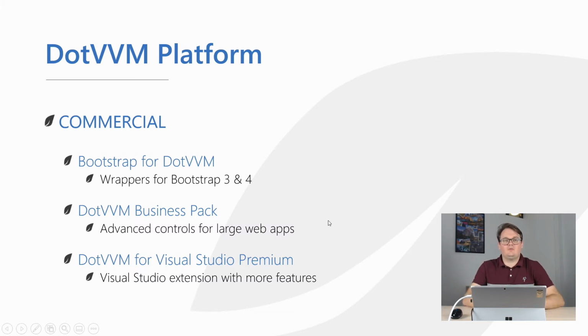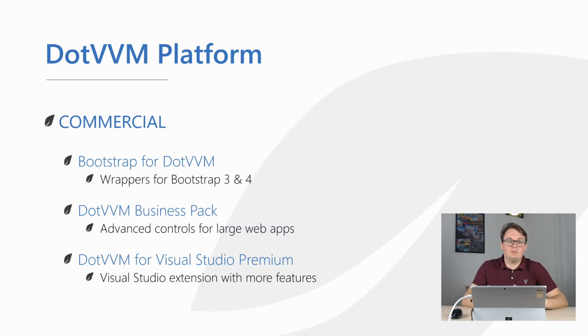There is also .vvm Business Pack, which can be useful for more complicated line of business applications. If you need an advanced grid view with more features, if you need advanced form controls like datetime picker, color picker, autocomplete, and multi-select, and all those things, they are available in .vvm Business Pack.